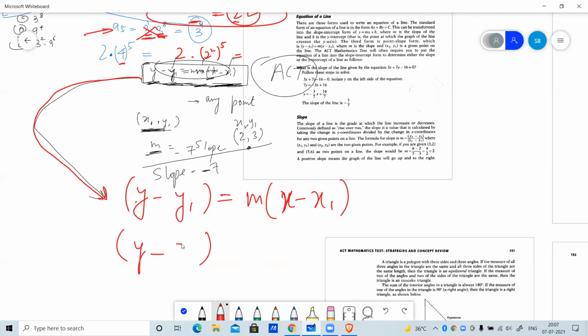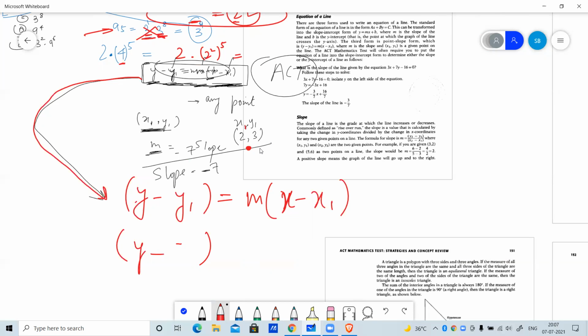(x1, y1) is any point, right? You can just take any point. And I have told you that point: it's 2 comma 3. So 2 is x1 and 3 is y1?